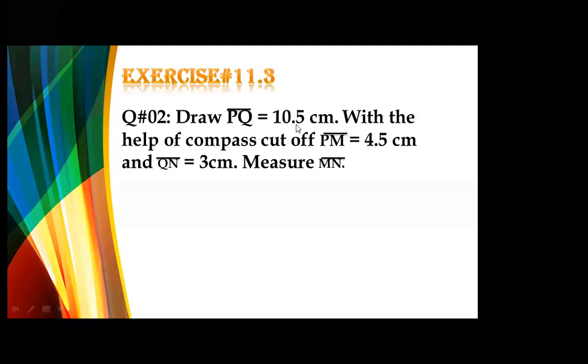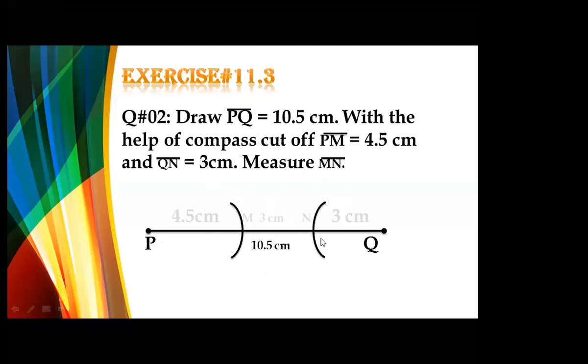Draw PQ equal to 10.5 centimeters. This is the way to draw PQ. With the help of a compass, cut off PM, from P till M, equal to 4.5 centimeters, and from Q to N, it must be 3 centimeters. Then you have to measure MN, which is equal to 3 centimeters.